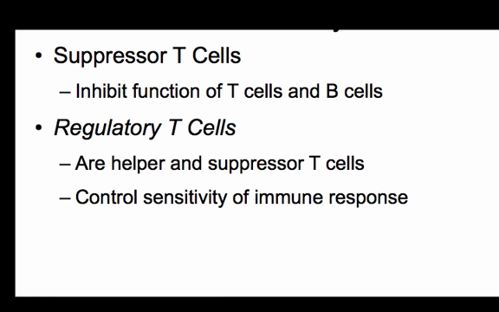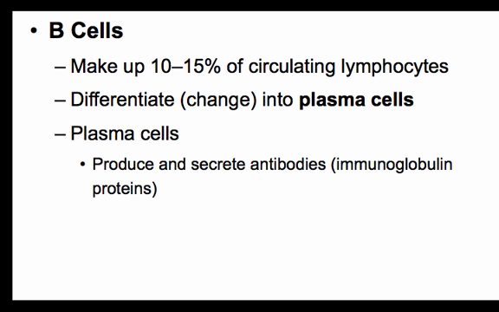Both helper and suppressor T cells control the sensitivity of the immune response. B cells make up 10 to 15% of the circulating lymphocytes. B cells differentiate, or change, into plasma cells that produce and secrete antibodies, immunoglobulin proteins that bind to pathogens and destroy them or prevent them from infecting cells.